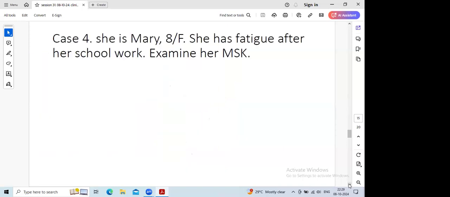Okay. So, Dr. Geeta, you entered the station. I introduce you, child Mary, 8 years. She has some fatigue and some sort of discomfort after her school work. So, examine her MSK station, musculoskeletal system. Yes. Okay. I have entered the station. I have washed my hands. I have greeted Mary. Proceed. This is an MSK station. Proceed with your examination.